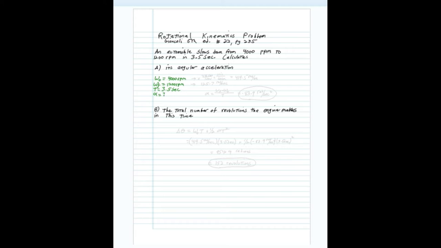Okay, so the first thing I want to do is I don't want to work in RPM just because a lot of times we end up having to convert anyway. So what I'm going to do is convert that to radians per second. So I'm going to take that number and multiply by 2 pi radians per revolution and 1 minute over 60 seconds. And that'll give me the number of radians per second. So 4,000 times 2 pi, and then divided by 60, and I get 419.5.